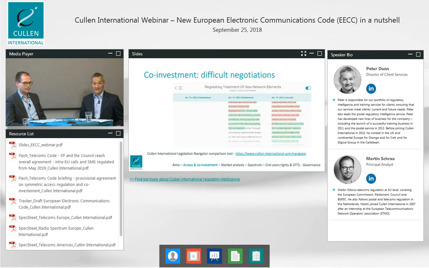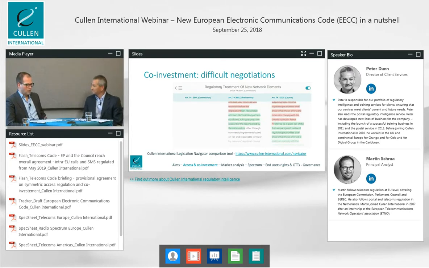I think later today you'll be able to see, as well as to compare the current version of the text, the new code, if you like, with the previous framework text. So you can easily compare between the different versions and see what's changed and what has not, and really analyze that in detail. Thank you.